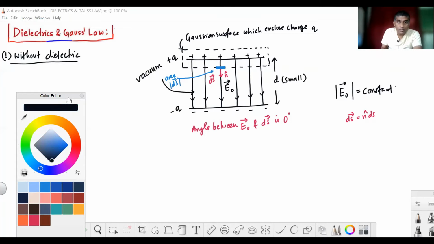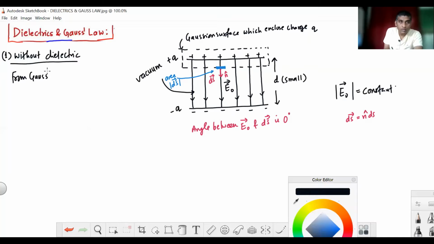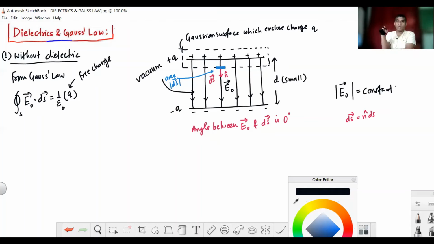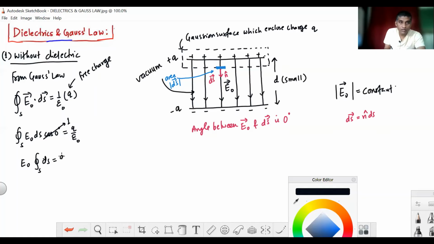Now from Gauss law we have this, okay. One by epsilon 0 times the charge inside the Gaussian surface, and this charge is called free charge, okay, because it can move on the surface of the plate when the electric potential between the plates is varied or is changed. So let us simplify this equation, okay. So we can write in this way. This is 1, and E naught is constant, so we can take E naught out of the integral sign. So we have this.